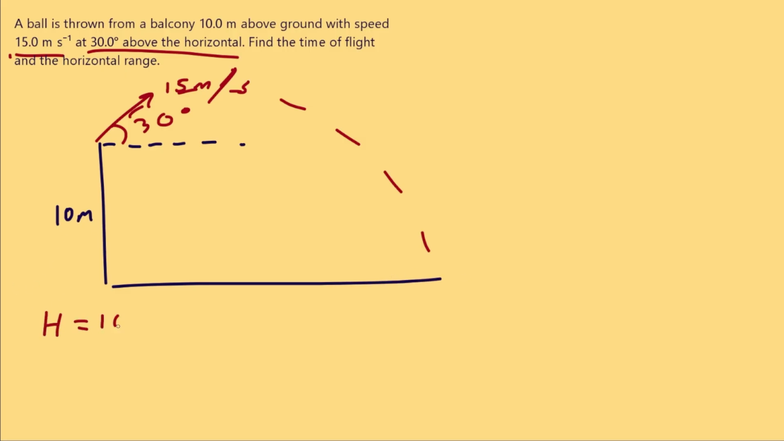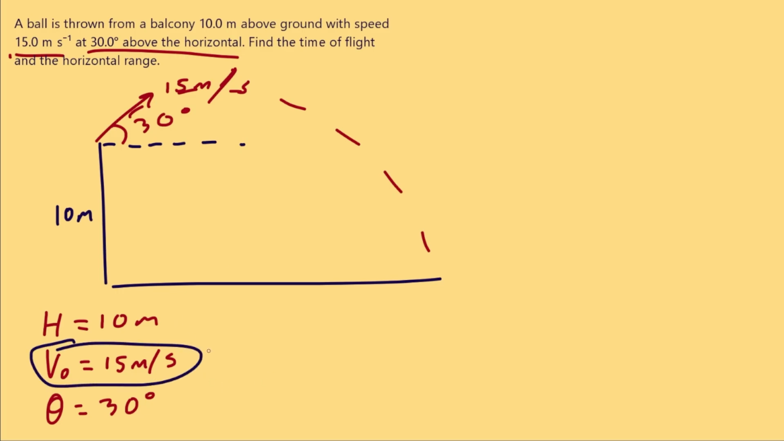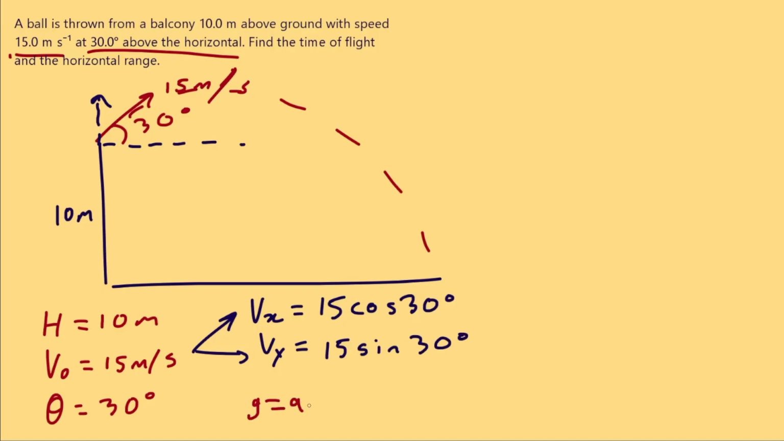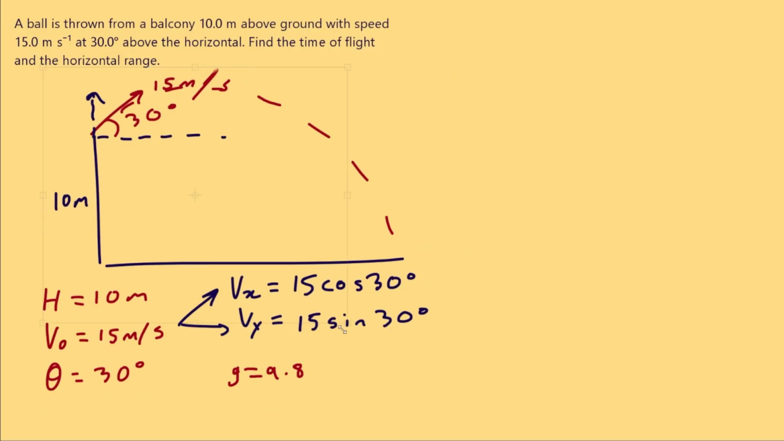Like always, let's list out what we know. The height is 10 meters. The initial velocity is 15 meters per second. And the launch angle is 30 degrees. Now we can break this initial velocity into its x and y components, with the x component being 15, which is the magnitude of the original vector, cosine of the angle, and that angle is 30. To find the y component, it's the exact same thing, but instead of cosine, we use sine. And of course, gravity, 9.8.